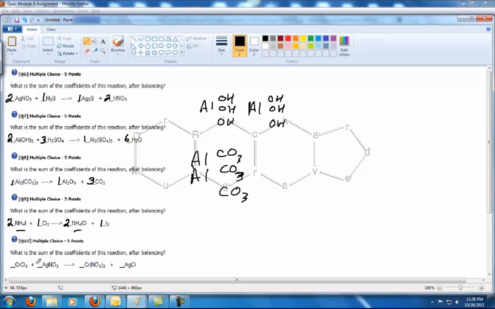Alright, so looking at the last one here, CrCl3. I've got one Cr here, I've got one Cr here, that looks okay for now. I've got 3 Cls here and 1 Cl here, so I'll go ahead and put a 3 in front of the AgCl. That gives me 3 silvers over here, so I'll put a 3 in front of that Ag as well. And that gives me 3 NO3s. And now I've got 3 NO3s over here as well. Alright, so everything looks balanced. 1 Cr, 3 Cls, 3 Ags and 3 NO3s. Everything looks okay. I'll put a 1 here and a 1 here, and everything is balanced.